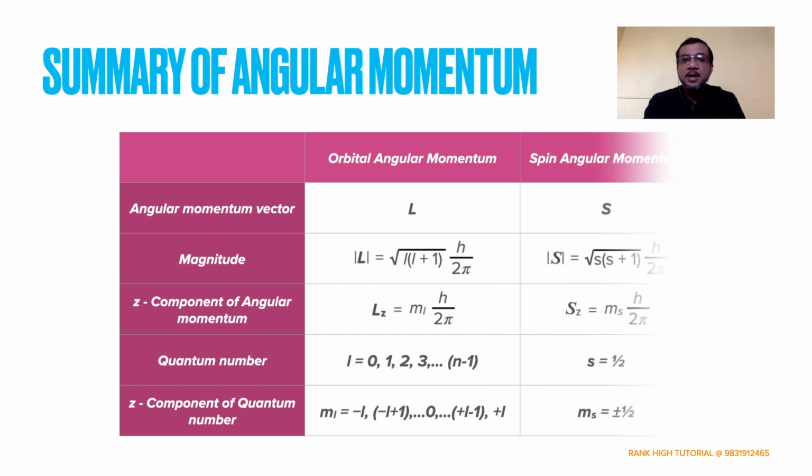Orbital angular momentum quantum number or azimuthal quantum number is 0, 1, 2, 3 and so on up to n minus 1, and the spin angular momentum quantum number is small s equal to 1 by 2. The value for z component of L, that is ml, varies from minus L to plus L including 0, and the values of spin magnetic quantum number is plus minus 1 by 2.